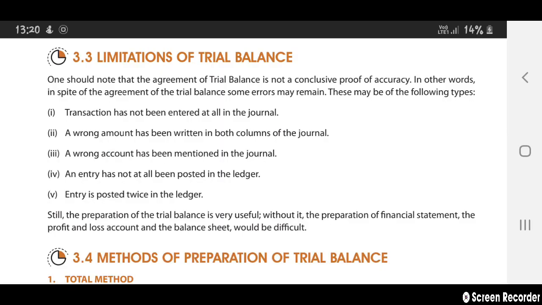So still, the preparation of the trial balance is very useful. Without it, the preparation of the financial statements, the profit and loss account and balance sheet, would be very difficult for you.